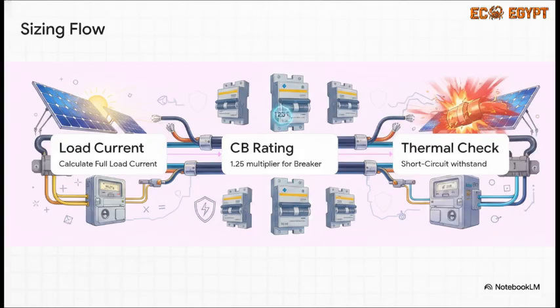Second, size your circuit breaker with a 1.25 safety multiplier. Third, execute a short-circuit thermal check to make sure your conductor won't literally melt into slag during a dead short fault. And if it fails step 3, you can't ignore it. You have to iterate. Go back to step 1 and upsize your cable until the math works perfectly.